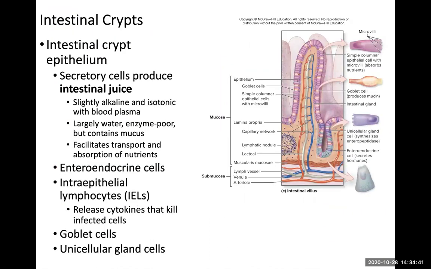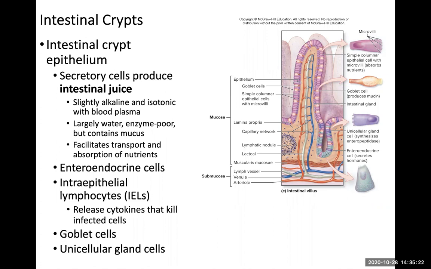Okay, so intestinal juice. When we look at what we call intestinal crypts, that's the name that we give to, essentially, another name for a portion of the villi. And the term intestinal juice is used to describe the secretions of these different cells that we discussed, right? Intestinal juice itself tends to be slightly alkaline because of the presence of bicarb. The juice itself is mostly isotonic with the blood plasma, so it's made up largely of water.